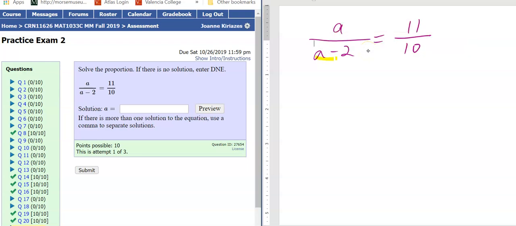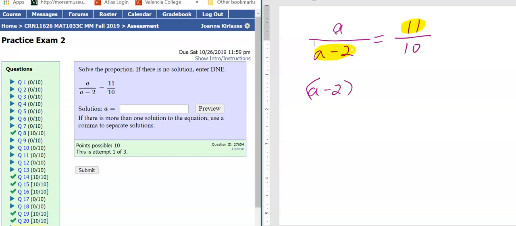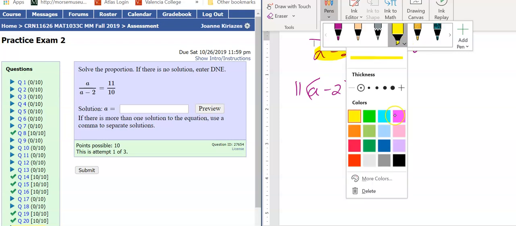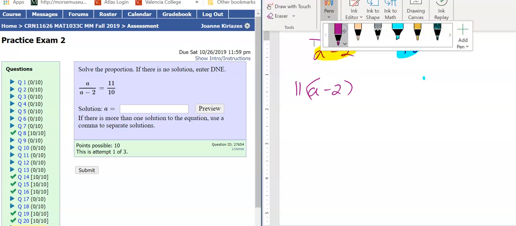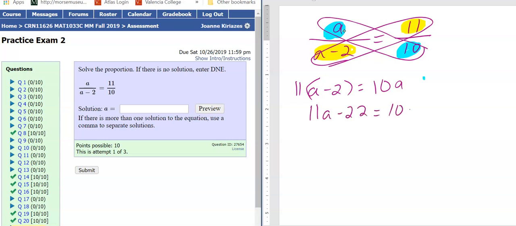is you're going to multiply the bottom left times the top right. So that's going to become a minus 2 times 11. And then you're going to do the same thing, the top left and the bottom right. Okay, so that's going to be 10a. Okay, so it's going like this and like this. All right, so that's going to be 11a minus 22 is equal to 10a.